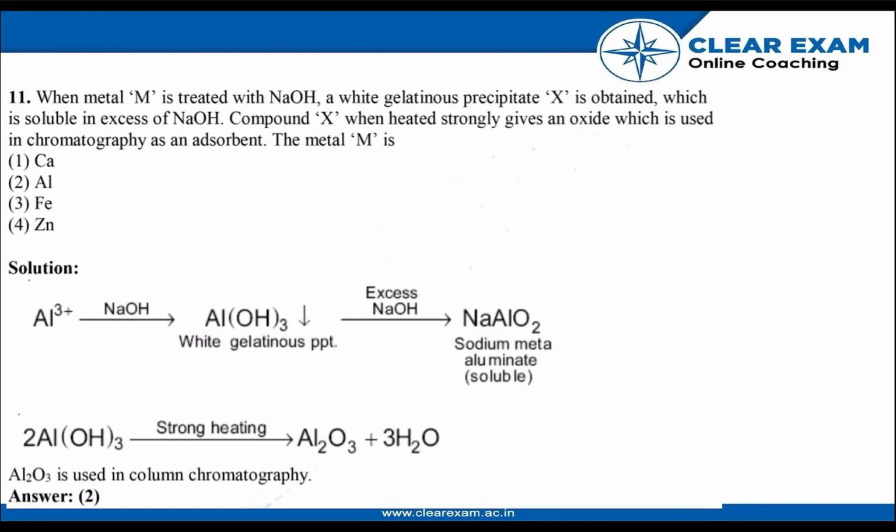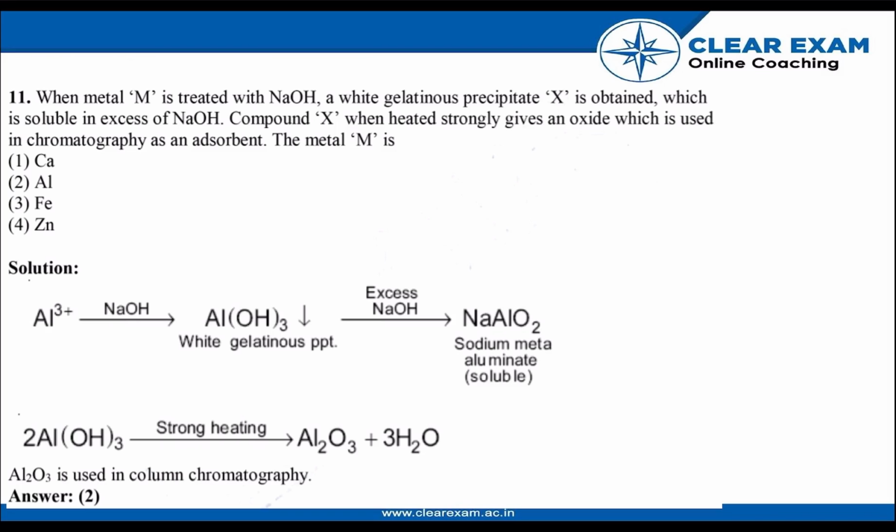Hello guys, today we are going to solve question number 11. When metal M is treated with NaOH, a white gelatinous precipitate X is obtained, which is soluble in excess NaOH. Compound X, when heated strongly, gives an oxide which is used in chromatography as an adsorbent. The metal M is?